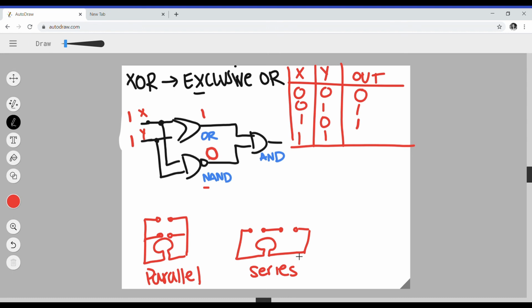And now 1 and 0 will be inputs for our AND gate. And once again, that's a series circuit. So the first switch will be closed. The second switch will be open. And that will not turn on that light bulb. So we'll get an output of 0.